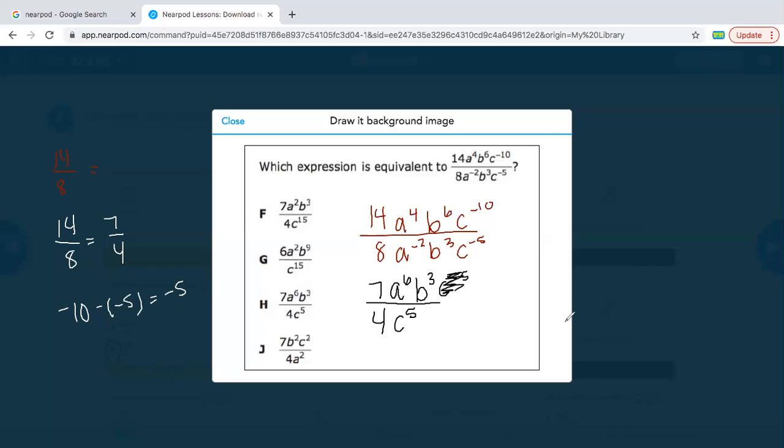So yes, you just subtract them. Yes, negative 10 minus negative 5. So good job to my people who said H. Good job. So it is H. Yay, good job.